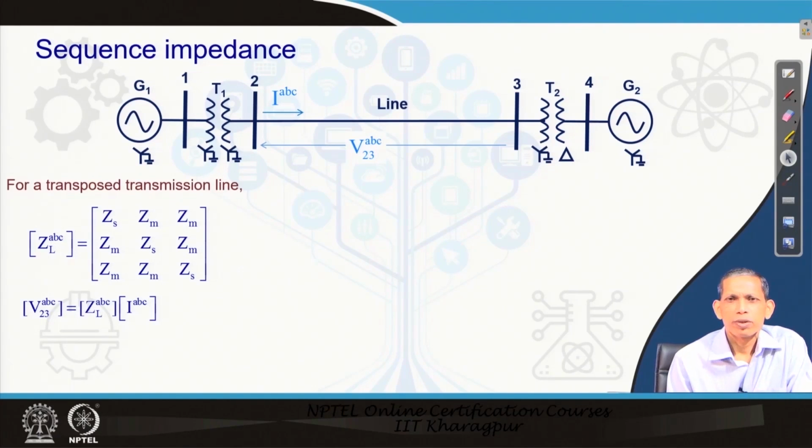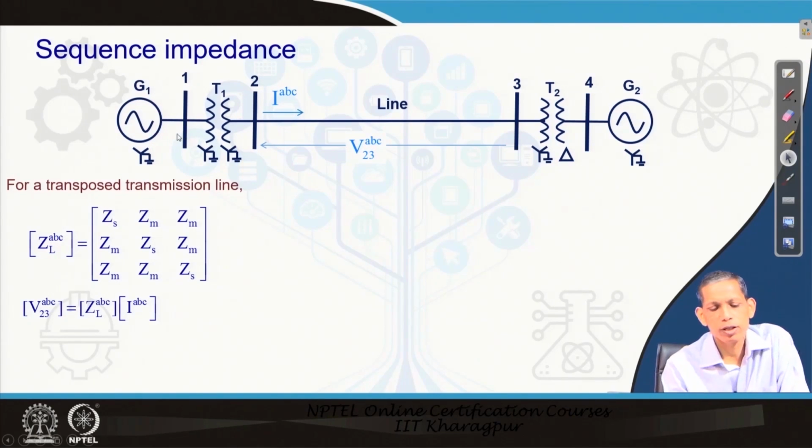Now, for the V equals I Z relation, as you know, the relation is between the phase voltages and the phase currents, and Z becomes the phase impedance. Similarly, when we go to the sequence quantities of voltage V and current I, the Z must also be in terms of the sequence components. That gives us a platform for how to use the sequence components for fault analysis.